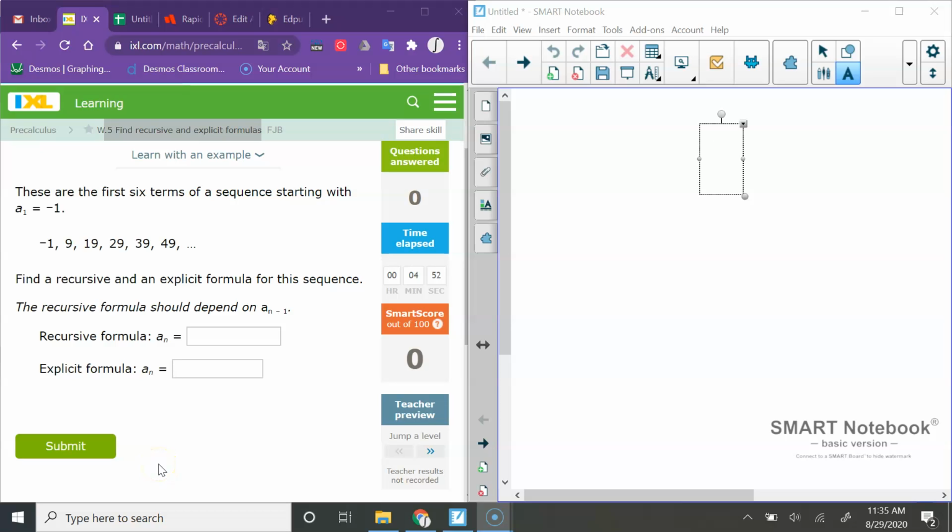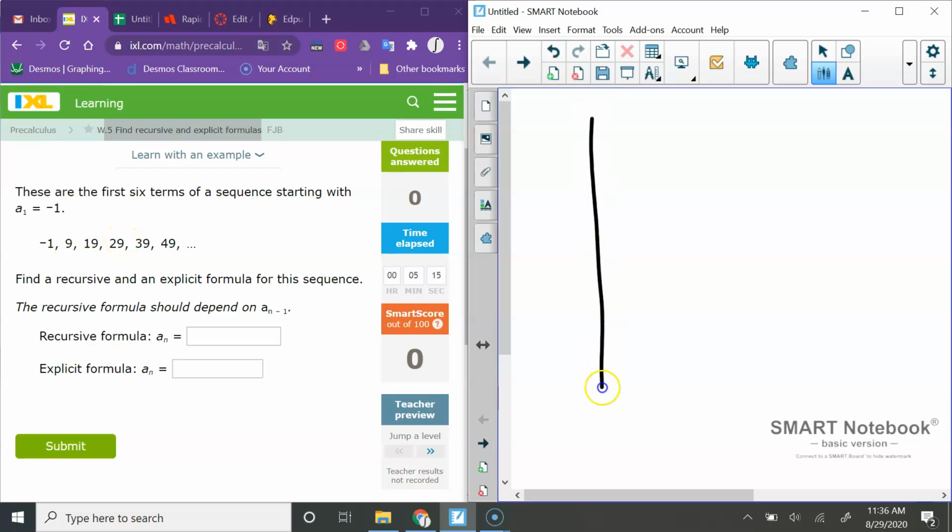Okay, for this section, I'm just going to go through a few of these problems for IXL to help you out a little bit. We are asked to write the recursive formula and the explicit formula for this particular situation. So I'm going from -1 to 9 to 19 to 29.